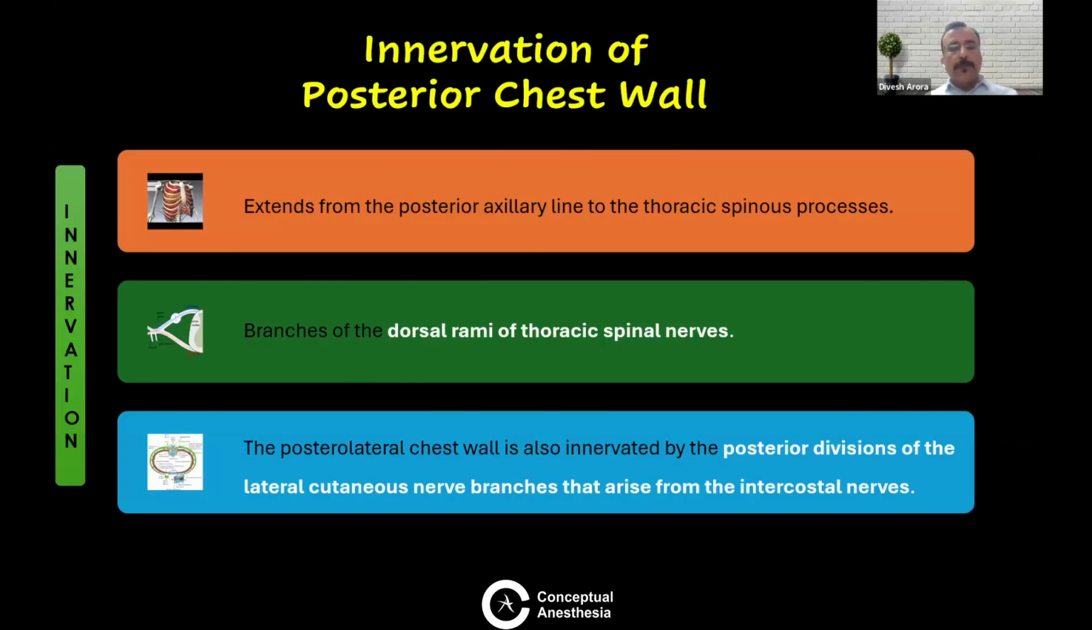So, let's understand the innervation of the posterior chest wall, which extends from the thoracic spinous process till the posterior axillary line. It is from the dorsal rami of the thoracic spinal nerves. In addition, the posterior division of the lateral cutaneous branches, which originate in the mid-axillary line from the intercostal nerves, is also responsible for innervation of the posterior chest wall.